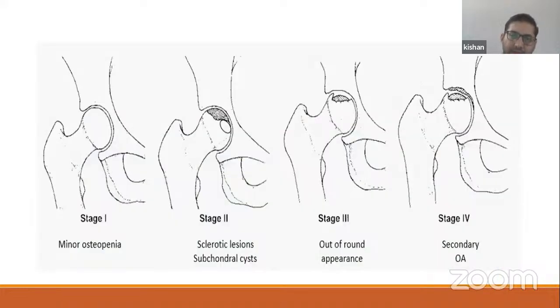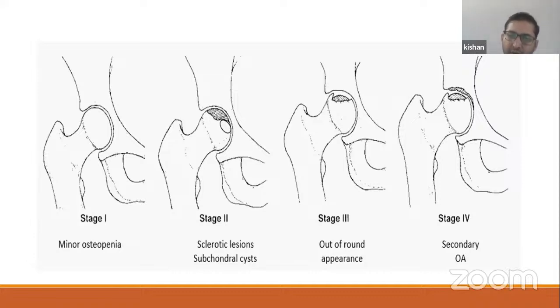So this is the graphic presentation of the stages. Stage 1 is only minor osteopenia. We cannot see these changes in the X-ray, so we can just diagnose osteopenia from the MRI in the femoral head. In stage 2, as you can see in the femoral head, there is a cyst and a sclerotic lesion. So there is an increase in the density of the femoral head as part of the repairing mechanism. In stage 3, the bone below the cartilage layer of the femoral head, the subchondral bone, starts collapsing.